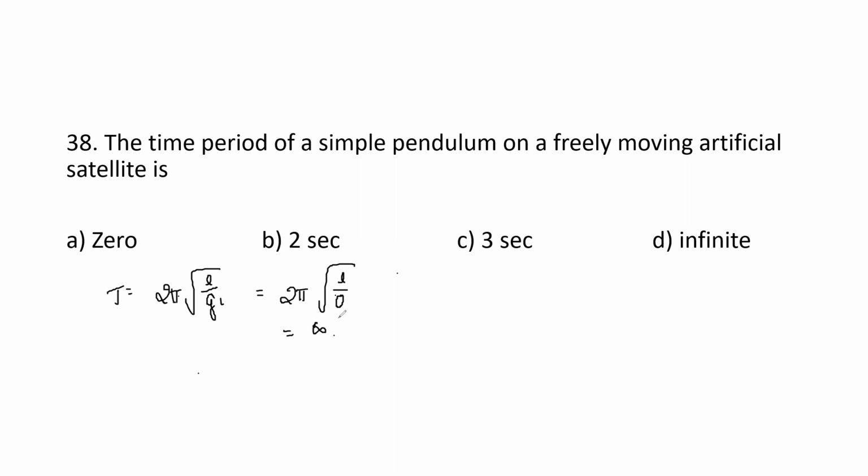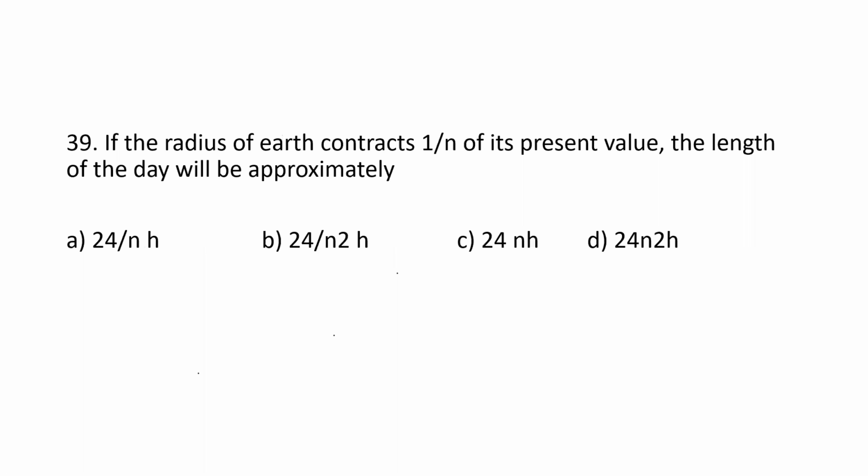The value of g will be 0 for the satellite which is moving freely. So why will the satellites be moving freely? Because the g value will be 0 there, therefore it is moving freely. So when you take g equal to 0, you will get the time period as infinity.